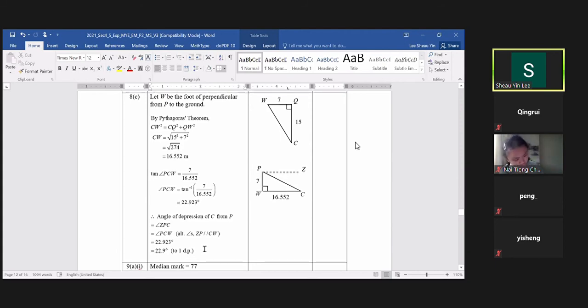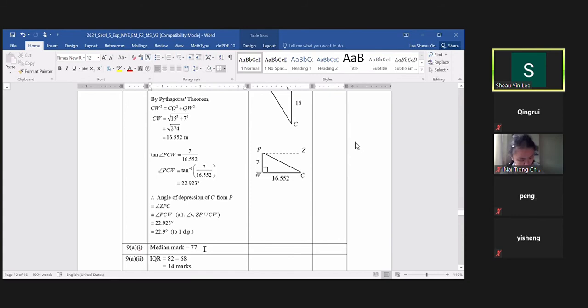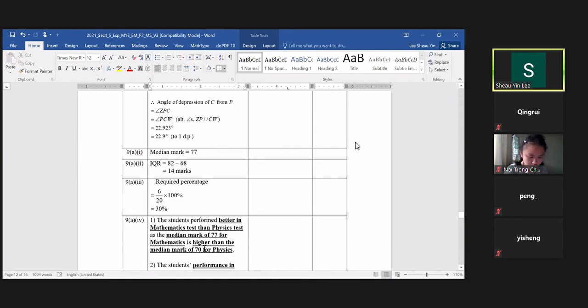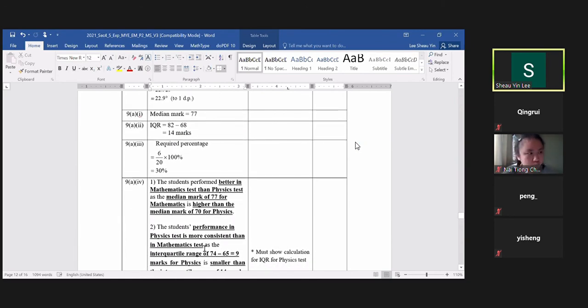Okay, done. Now, the median mark down there is 77. There is no mean here. On your paper, a lot of you wrote down your mean. There is no mean here. It's actually a simple box and whisker. There is no mean at all. It should be a median value. Median 77. IQR means interquartile range: 82 minus 68 is 14. All right, you can't give me something else. 14 means 14. Percentage is 30. 30 means 30. That's it. So I see 77, 14, 30%, correct.